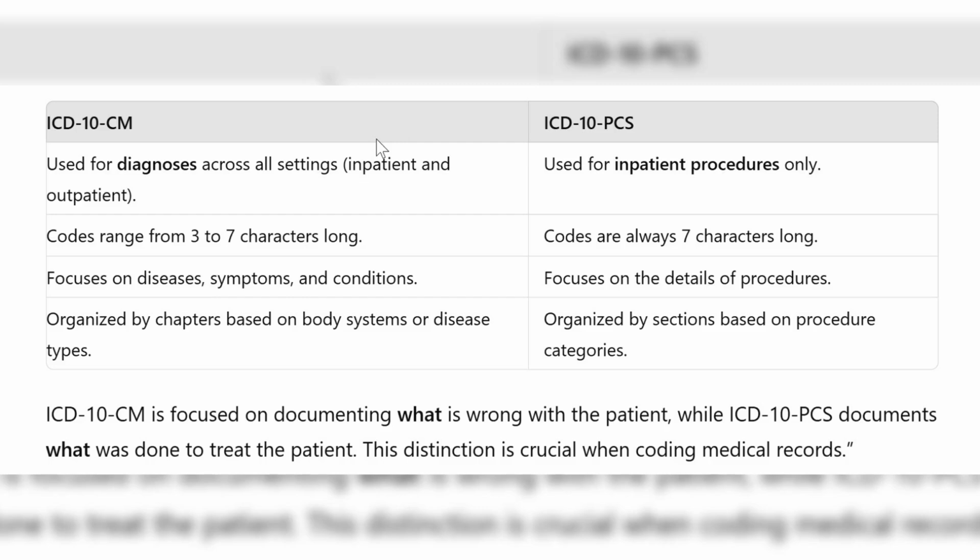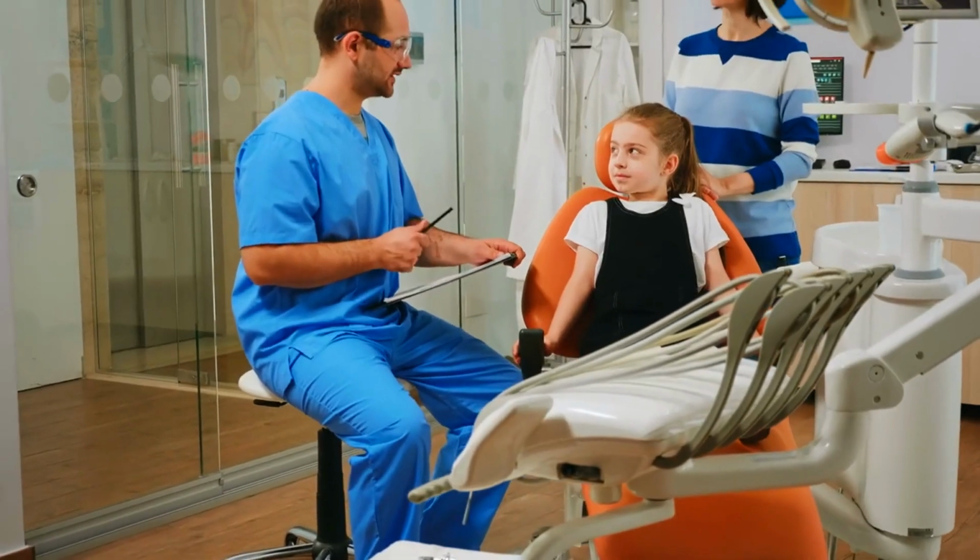ICD-10-CM focuses on diseases and conditions, what brought the patient in. ICD-10-PCS focuses on procedures, what was done to the patient. One explains the why, and the other explains the what. It seems simple, right? Look at the organization of these manuals.